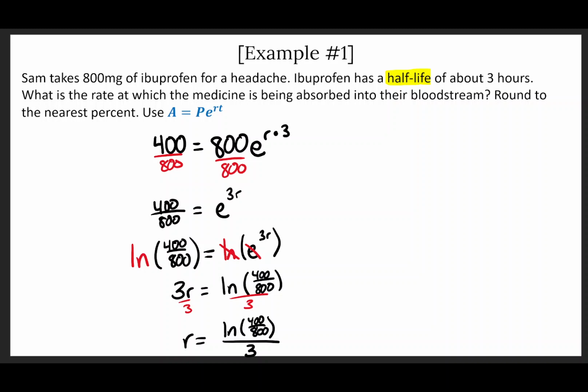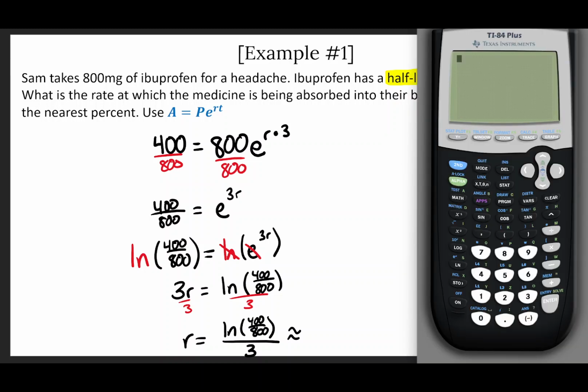Now I want to get a decimal. It says nearest percent, so we'll turn it into a decimal and then convert it into percent after that. If I get the decimal form of this rate, it would be found by calculating what we have written down. I need to type carefully now. ln of 400 divided by 800. Close it, and then divide by 3. Negative 0.231, yada, yada, yada. So let's go negative 0.23.